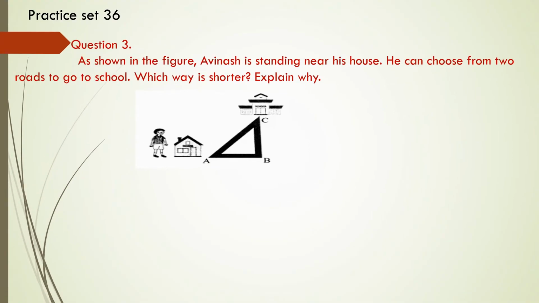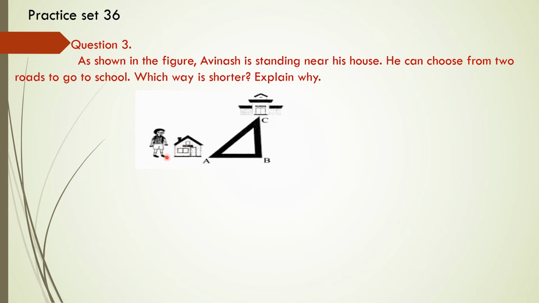Question number 3. As shown in the figure, Avinash is standing near his house. He can choose from two roads to go to school. Which way is shorter? Explain why. Here the figure is given. Avinash is standing near his house, and the school position is the point C. There are three roads, road AB, road BC and road AC, and we have to find which way is the shorter one.